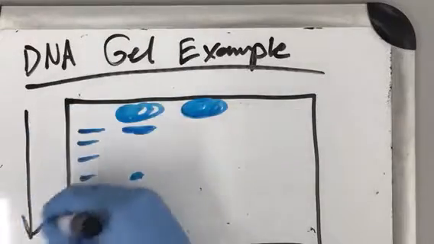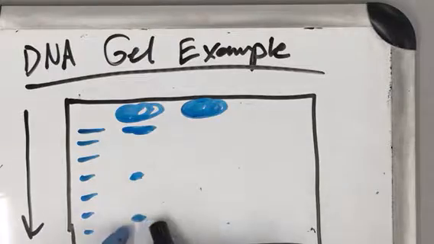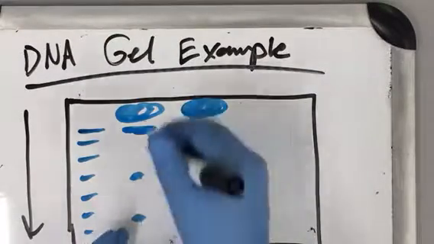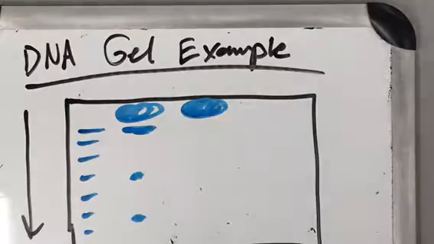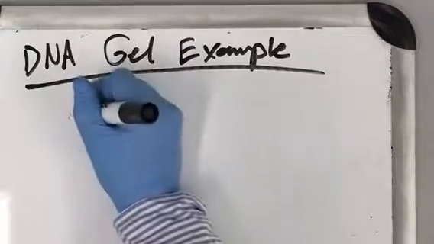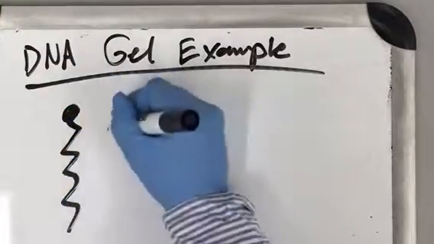So as the current drags your DNA down here and it's attracted to that charge, the smaller pieces can wiggle through the gel sugars more quickly than the big pieces can. So if we go down to the molecular level, what these gels are made of is these large sugar chains like this.